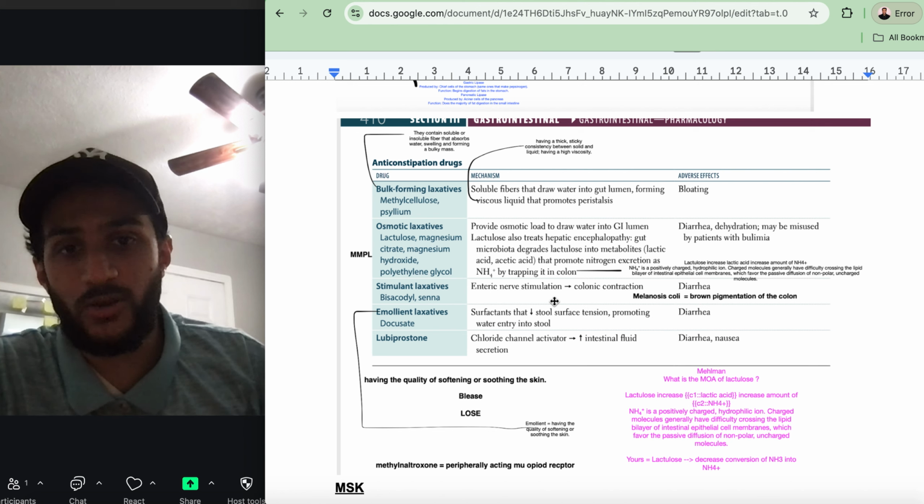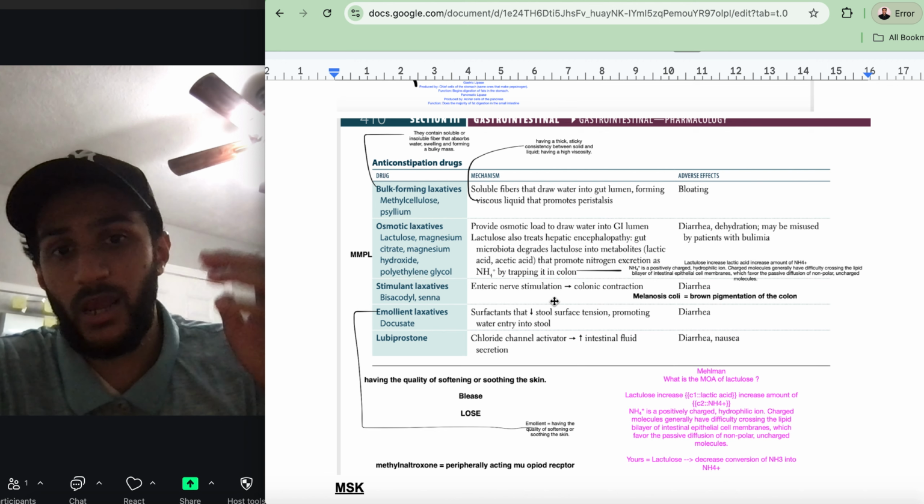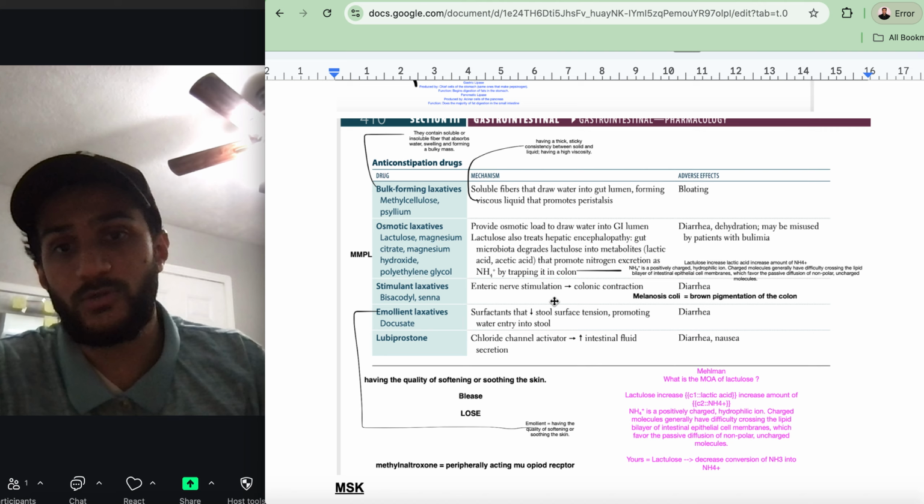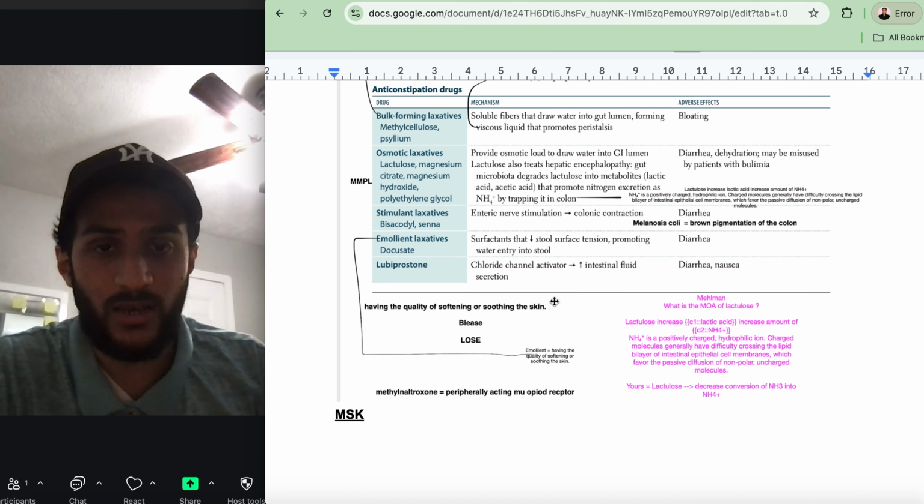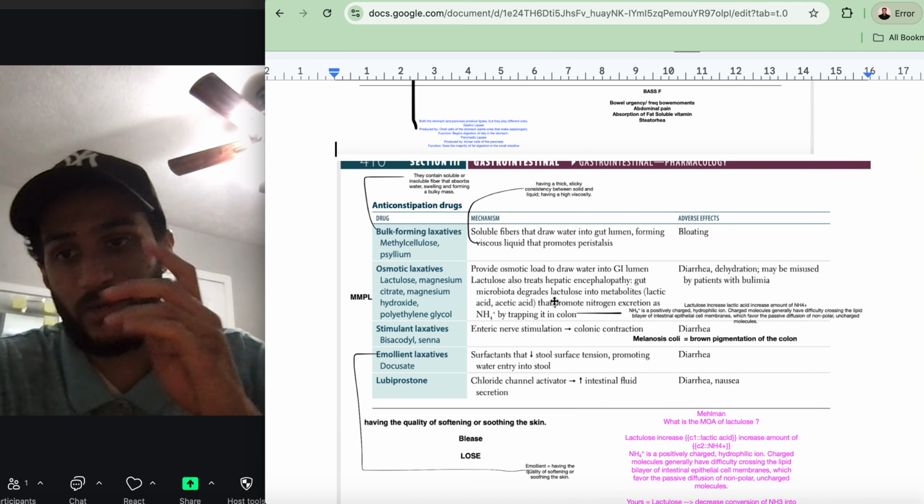These are basically enteric nerve stimulation, causing colonic contractions. We can have the emollient docusate, a surfactant that reduces surface tension so more water enters. And we have lubiprostone, a chloride channel activator that increases intestinal secretions. So guys, that was GIT pharmacology.